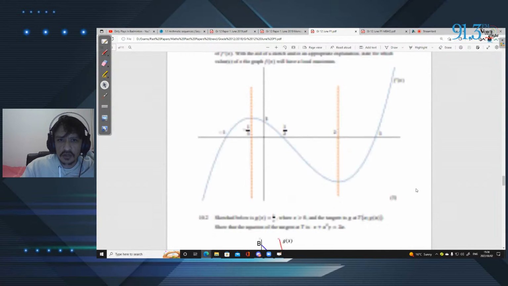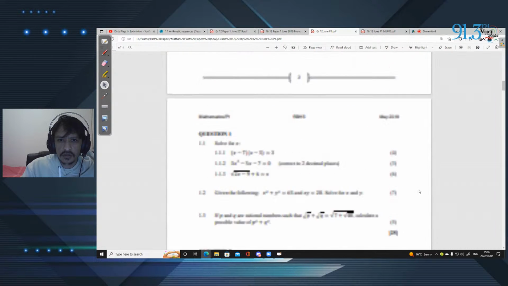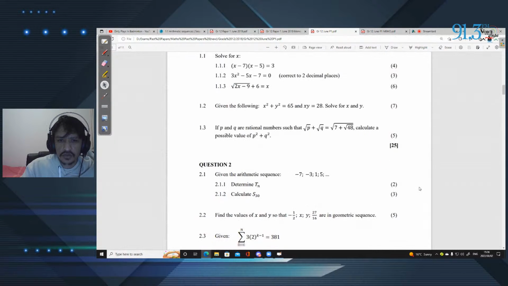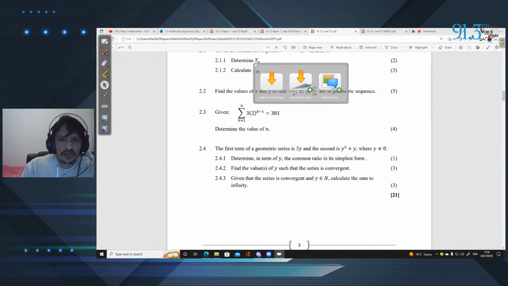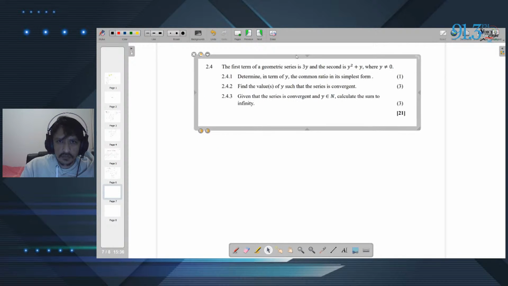Now, let us look at the next problem. We'll go up here. All right, here we go. 2.4. The first term of a geometric series is 3y, and the second is y squared plus y, where y cannot equal 0. So they've given us a restriction. Determine in terms of y the common ratio in its simplest form. So we know the ratio is the second term divided by the first term, and here they give us the first and the second term. So let's just copy this, add it to a new page, and let's take a look.